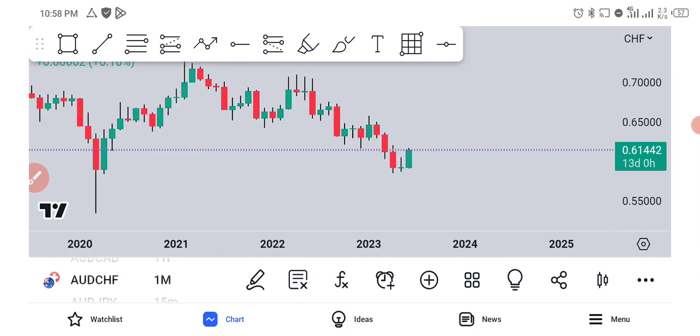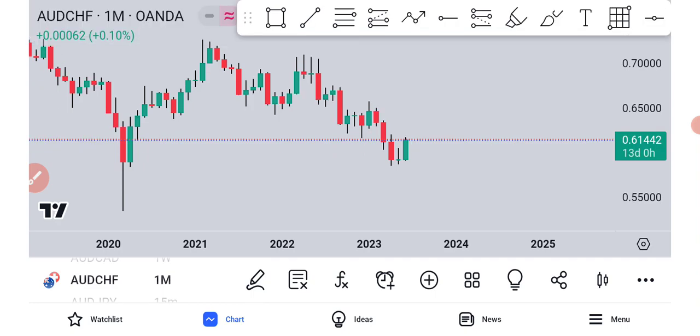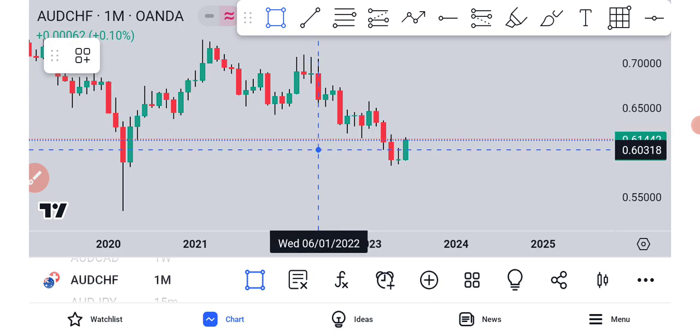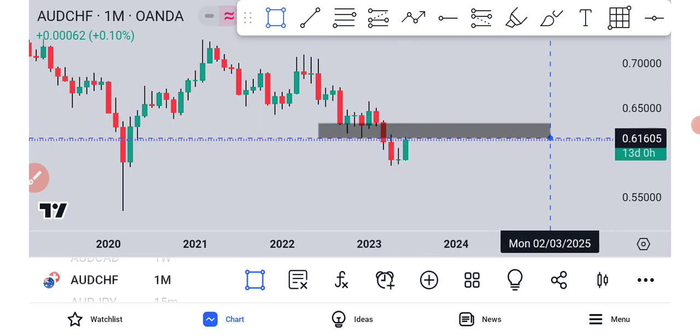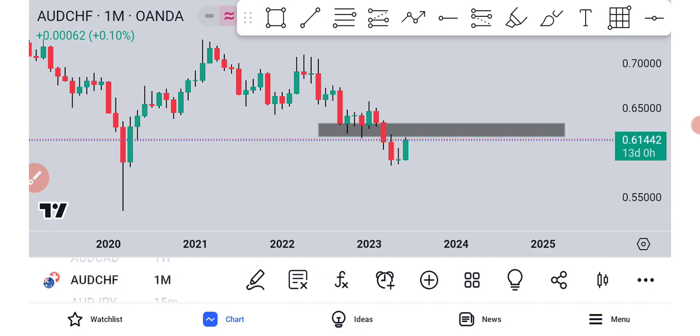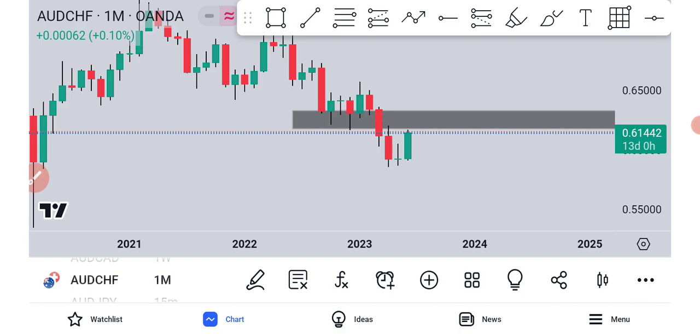Now the next pair is AUD CHF. From the monthly time frame, the market is testing a very strong support zone, which is this support from the monthly. So a push to the downside is expected from here. The market also created this ICI to the downside.